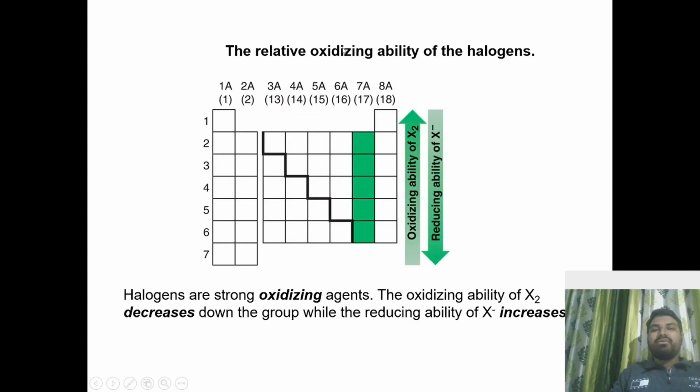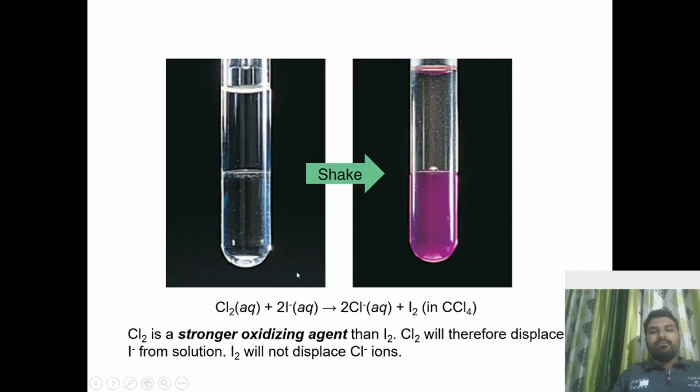The relative oxidizing ability of the halogens. These are the oxidizing abilities of the halogens. Oxidizing ability goes on decreasing from top to bottom, and reducing ability goes on increasing with X minus. Halogens are strong oxidizing agents. The oxidizing ability of X2 decreases down the group while the reducing ability of X minus increases.